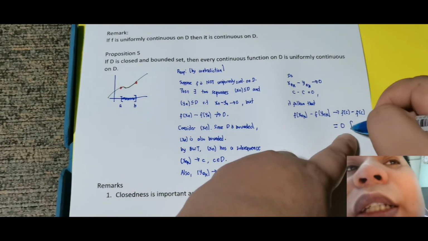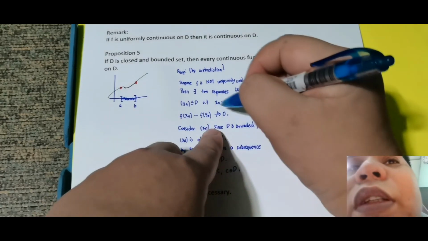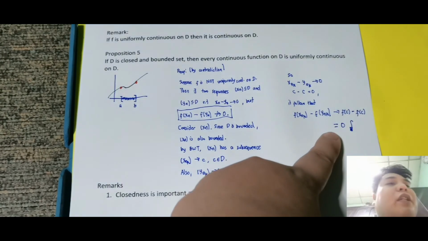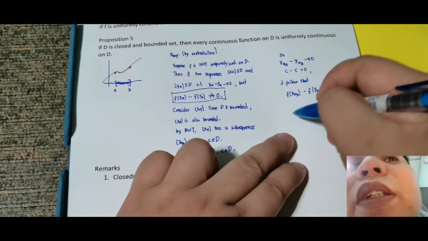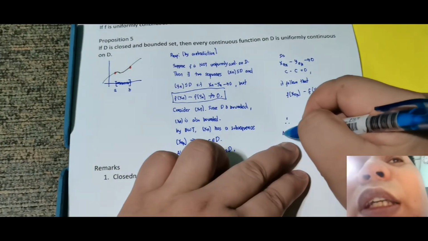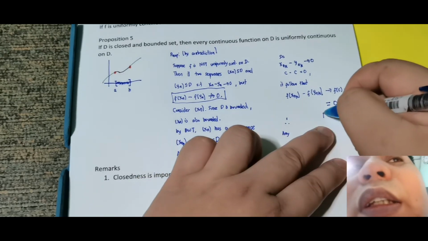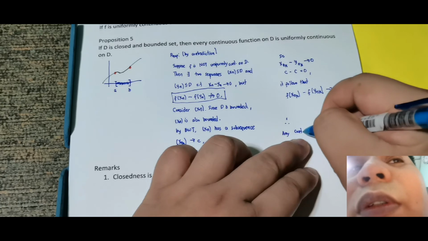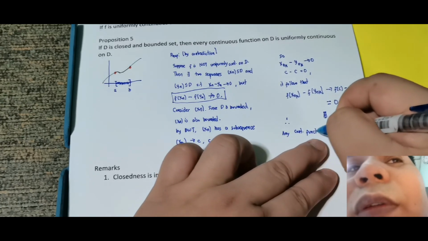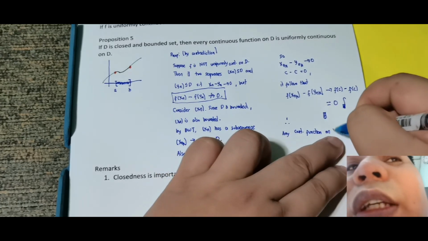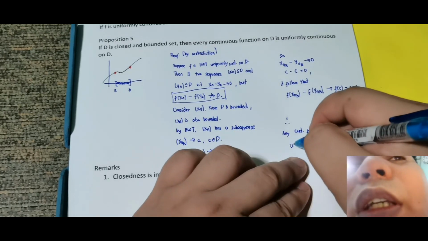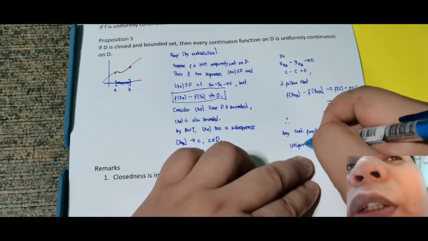Okay? So, this is a contradiction from this. So, kung napansin mo, contradiction sa dyan. So, therefore, conclusion, done ko na yan. Okay, so, any continuous function on closed interval AB is uniformly continuous.